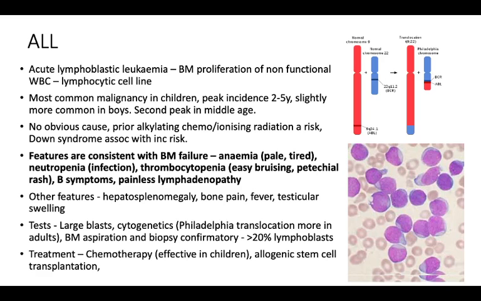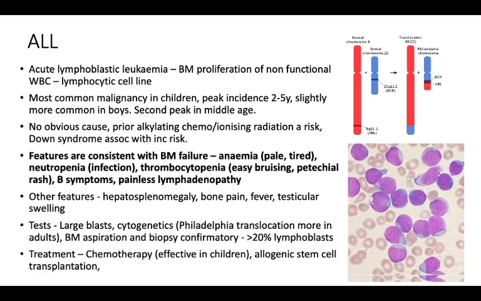So acute lymphoblastic leukemia is when there is bone marrow proliferation of non-functional white blood cells of the lymphocytic cell line. If it's of the myeloid cell line, then it would be an acute myeloid leukemia. It's the most common malignancy in children. The incidence is highest in 2 to 5 year olds, and it's slightly more common in boys. There is also a smaller second peak in middle age.